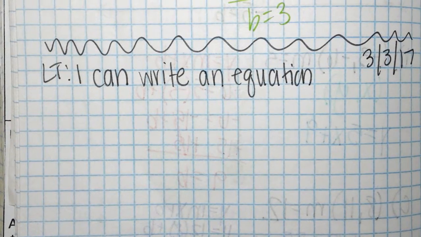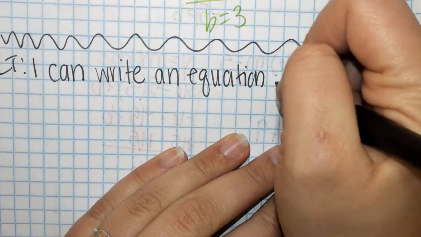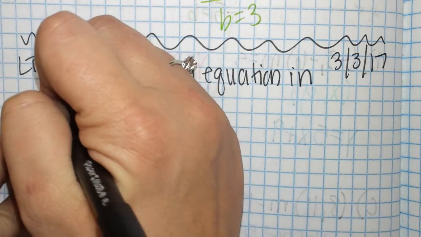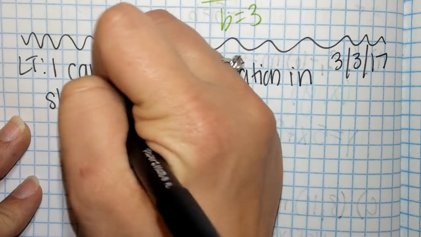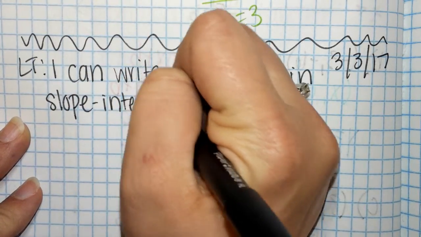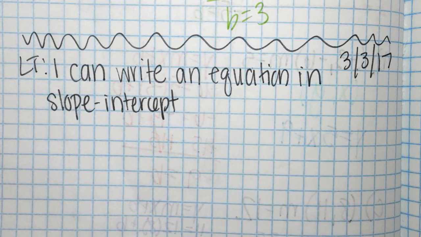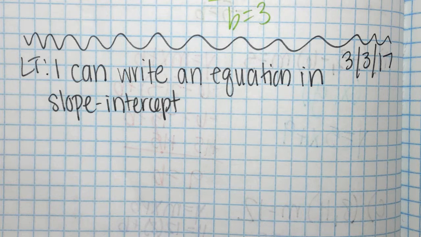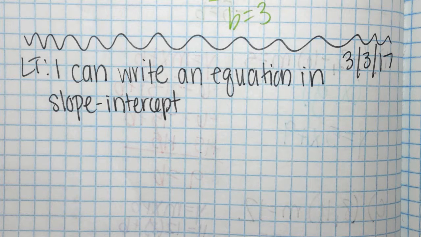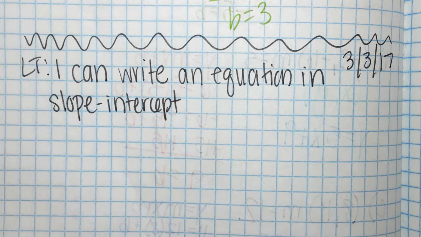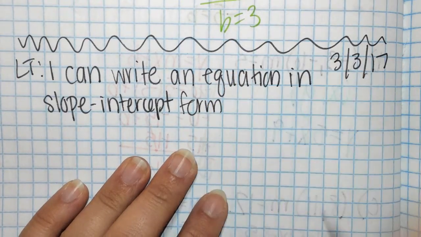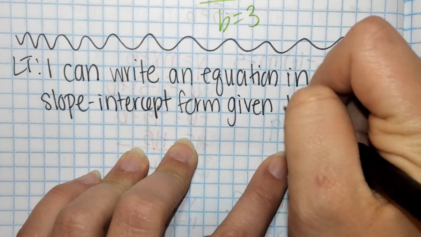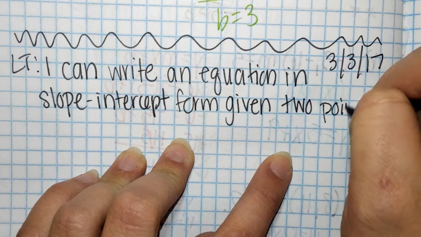And we're gonna go over writing an equation in slope-intercept form given 2 points.